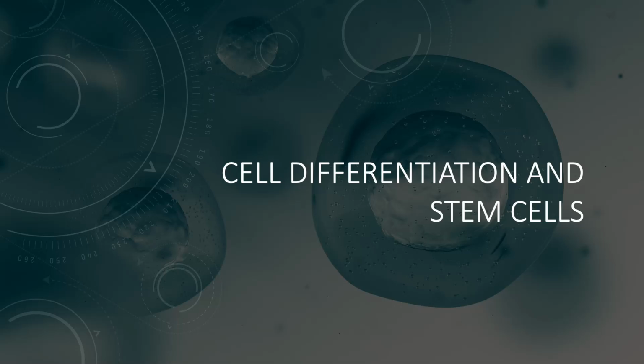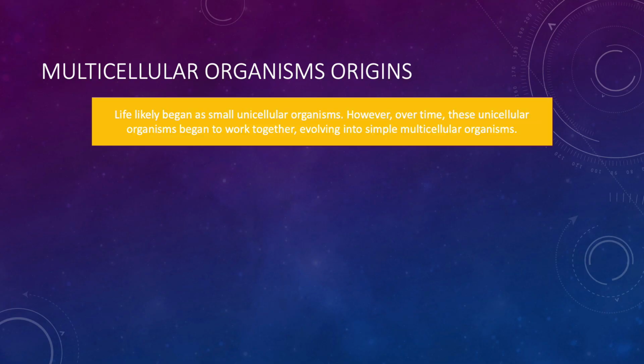Today's video is going to focus on cell differentiation and stem cells. So life likely began as small unicellular organisms. However, over time, these unicellular organisms began to work together, and as a result, they evolved into simple multicellular organisms. Three things occurred following this.